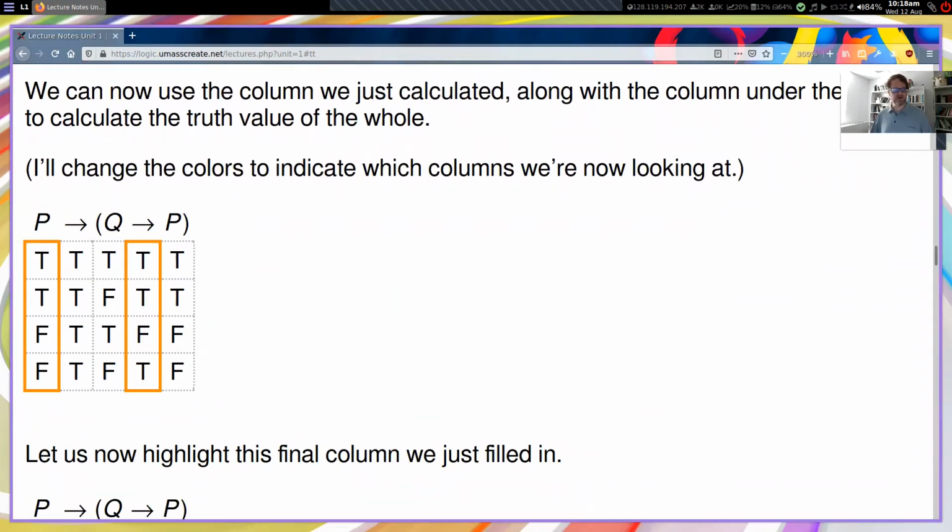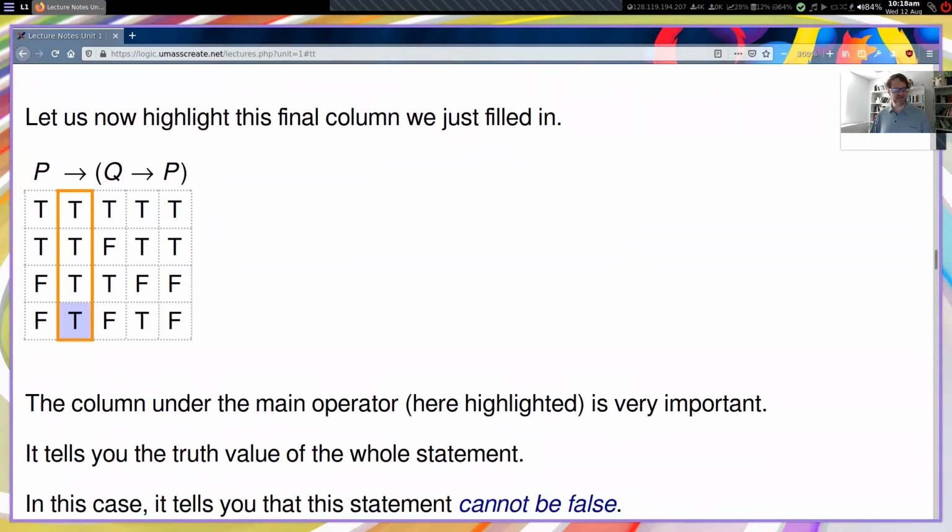So P arrow Q arrow P: true arrow true is true, true arrow true is true, false arrow false is true, false arrow true is true. So if I highlight that last one that I did, I see that that's the main operator of the statement. That represents the truth or falsity of the whole complex statement. We see it's true no matter what.